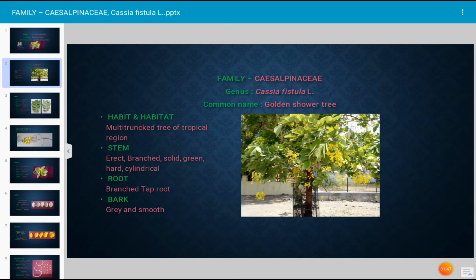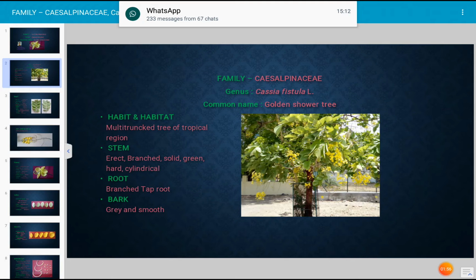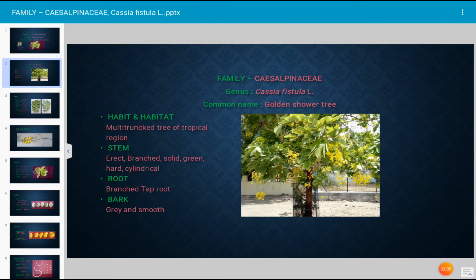The family of Cassia fistula is Caesalpiniaceae. It is a multi-trunked tree of the tropical region. The stem is hard, solid and branched. Branches are spreading. The stem is cylindrical. It is very common in most public garden places. It is extensively grown as an ornamental plant, and everywhere this plant is available.